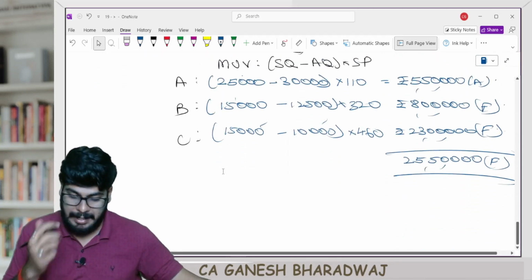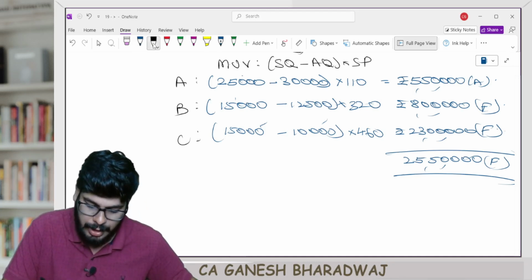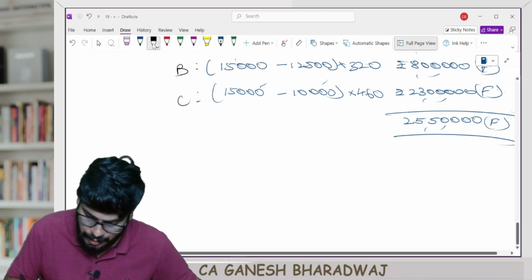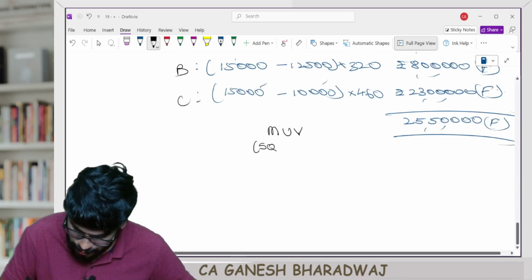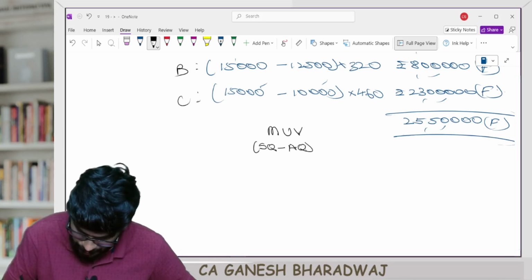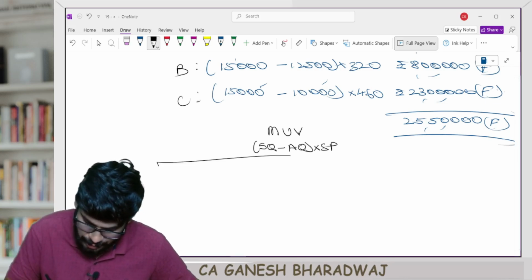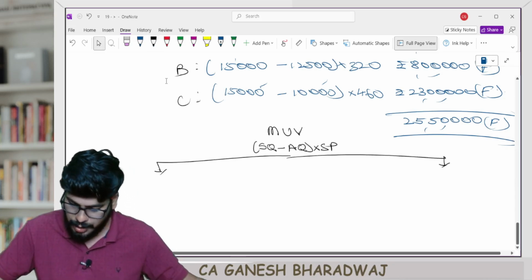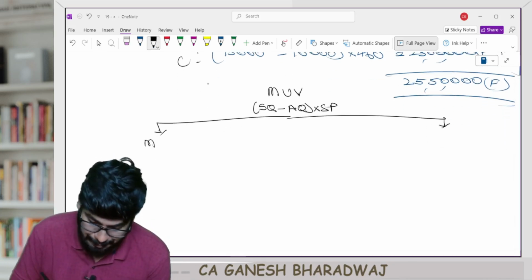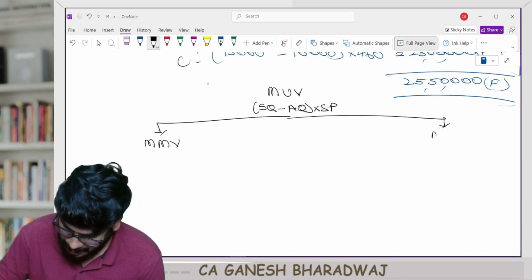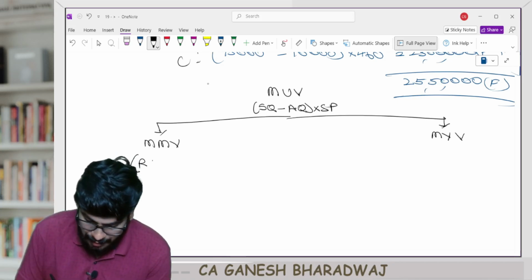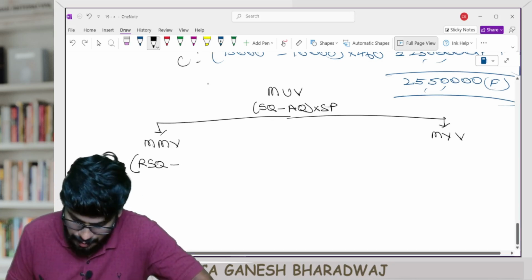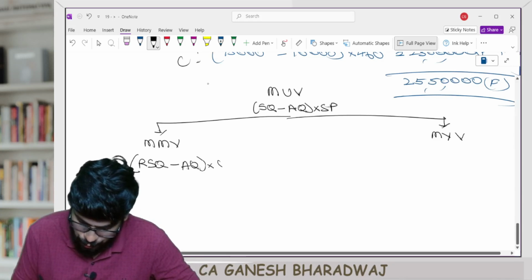Fine. Now, finally, you have two other variances, material mix and material yield variance, right? So the material usage variance, the formula we just saw, is standard quantity minus actual quantity into standard price, right? This gets bifurcated into two ingredients, material mix variance and material yield variance. Material mix variance, what is the formula? Revised standard quantity minus actual quantity into standard price.